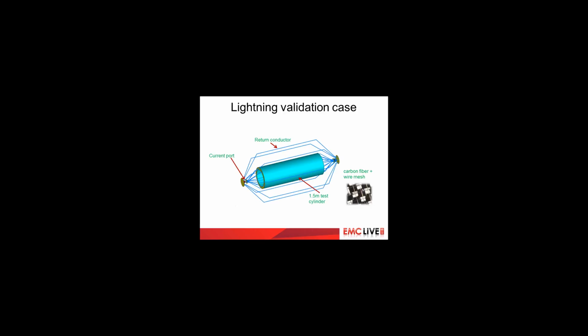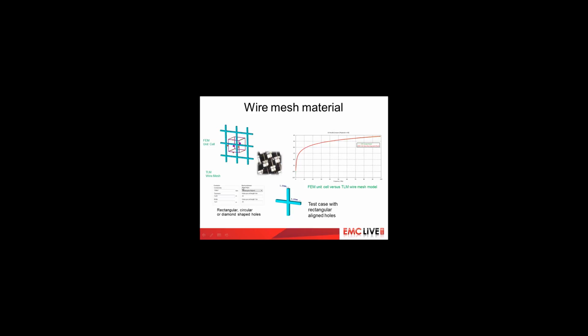This return conductor technique is often used to test aircraft for lightning. A lightning waveform is injected into the cylinder, and in this case we're looking at the coupling to a wire which is routed axially down the center of the cylinder. As explained earlier, carbon fiber is more susceptible to lightning. One way to circumvent this is to incorporate wire mesh into the material to provide a conducting path for the current while keeping weight to a minimum.